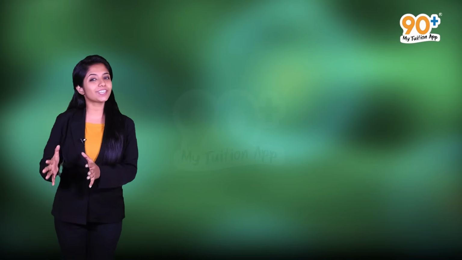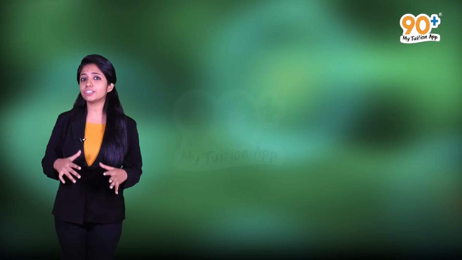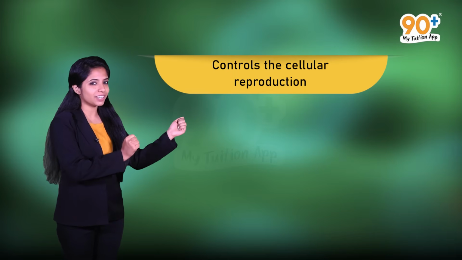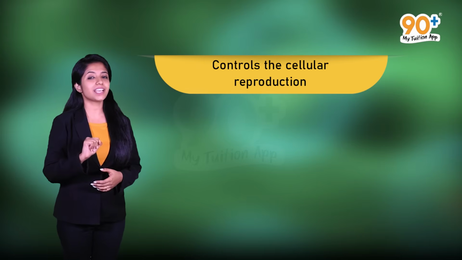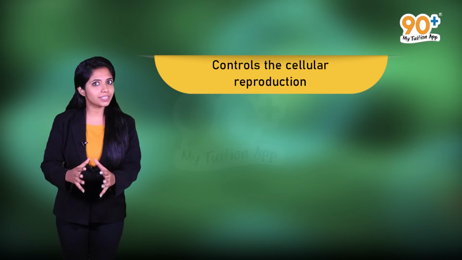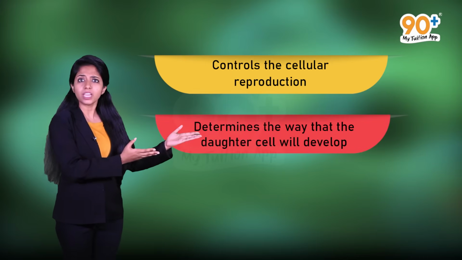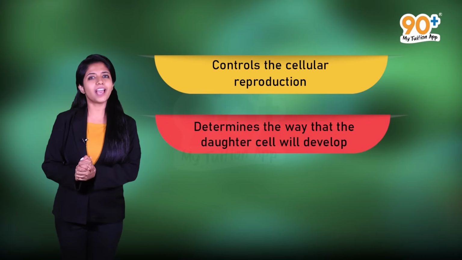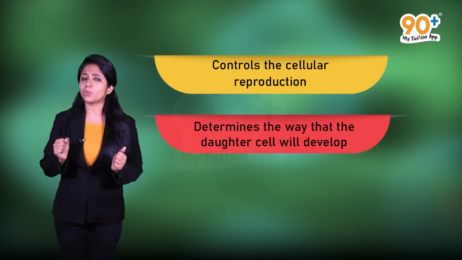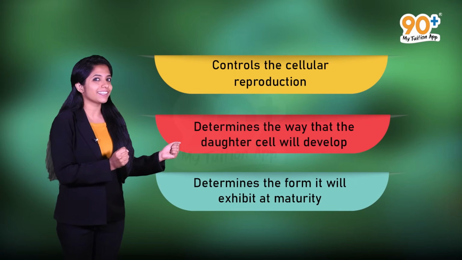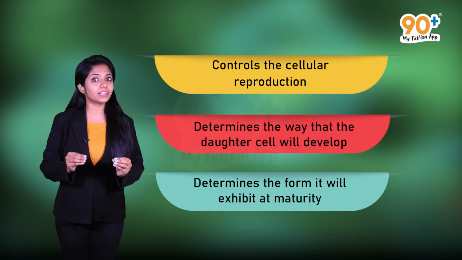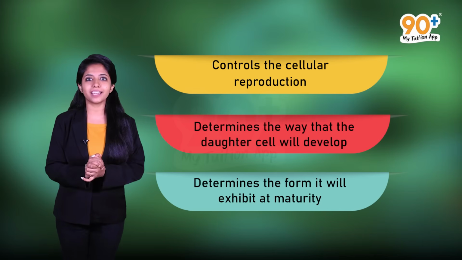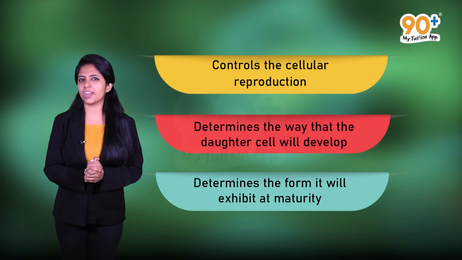Well, the HOD of the cell, or the nucleus, does more amazing things like controlling cellular reproduction, which is a process where the cell divides into two daughter cells. And after the reproduction, it also determines the way in which the cells will develop and also what form it will exhibit at its maturity. Okay, it does all these jobs by controlling the chemical activities within the cell. Seems like a pretty tough job, right?